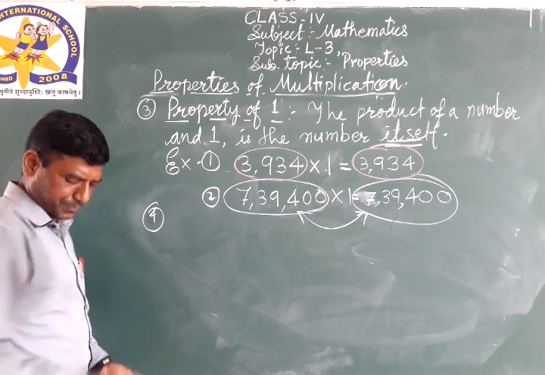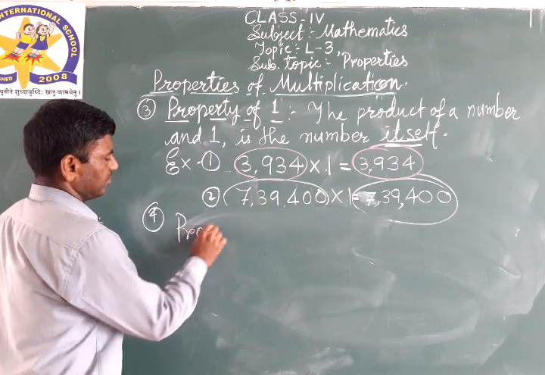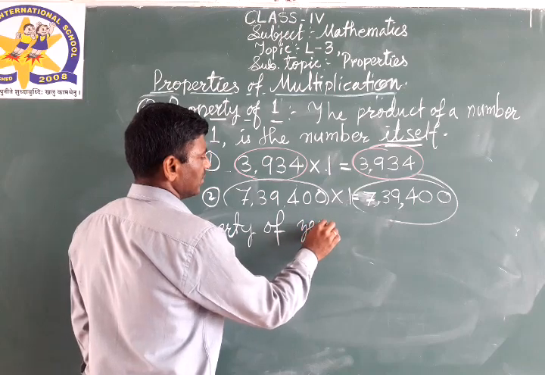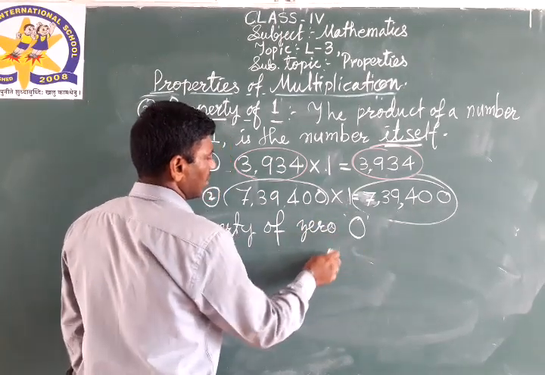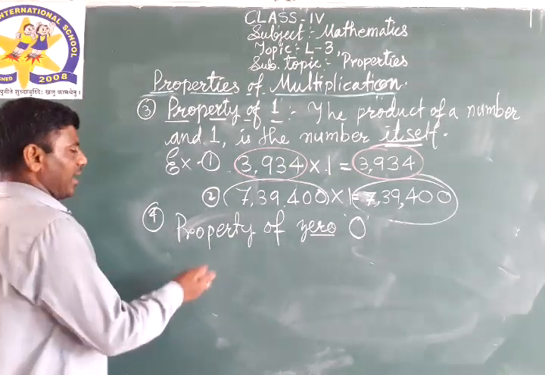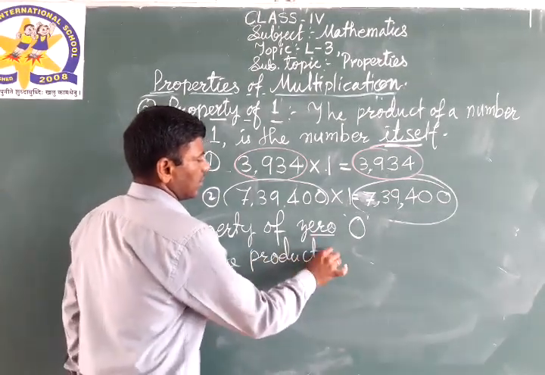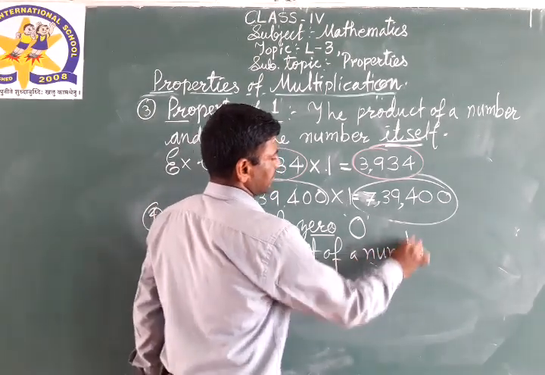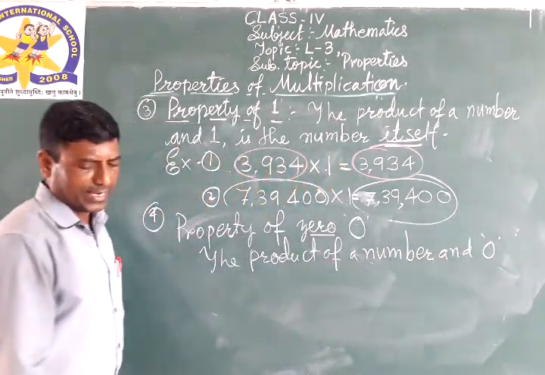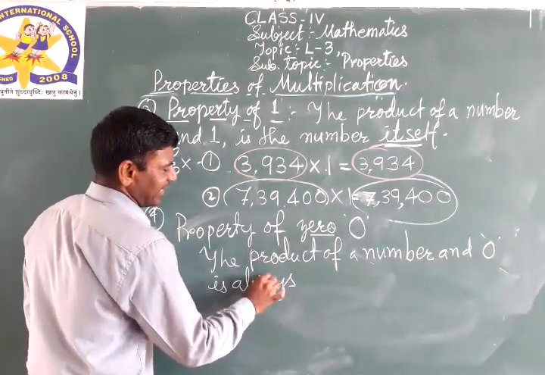Fourth property, property of 0. Very easy. The product of a number and 0 is always 0.